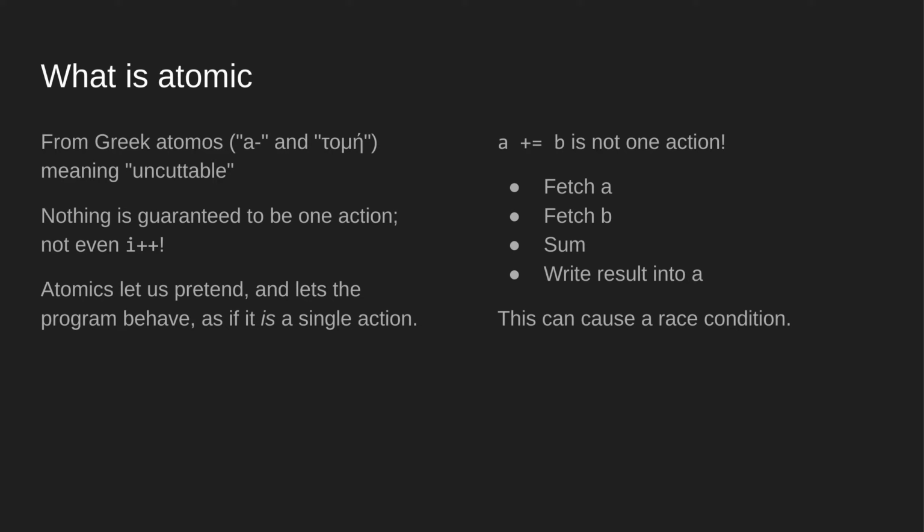Now, a plus equals b, that's also not atomic. First you load a into a register, then you load b into a register, and then you sum the two, and then you write the result back into the memory of a. And we have already seen how that can cause a race condition. And atomics kind of help us. They let us pretend that certain operations are a single action, right? They are indivisible, and the race condition cannot happen.